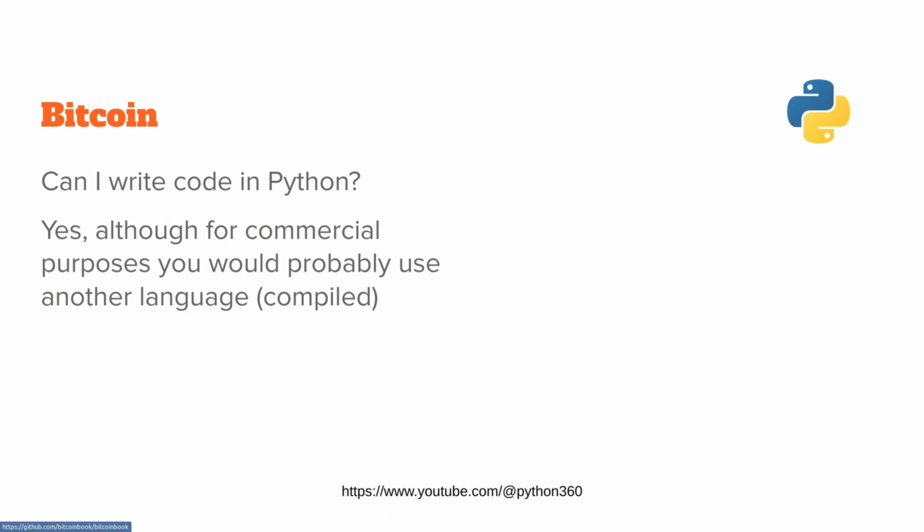So, can I write code in Python? Short answer is yes. You can investigate transactions. You can demonstrate key concepts. However, Bitcoin Core is written and compiled in C++. So, although you can do Python examples to understand the concepts, you would typically use a compiled language if you were to write part of the core Bitcoin language.